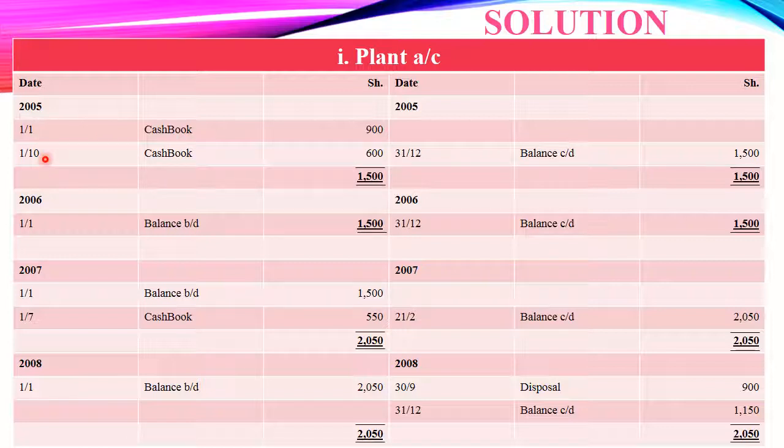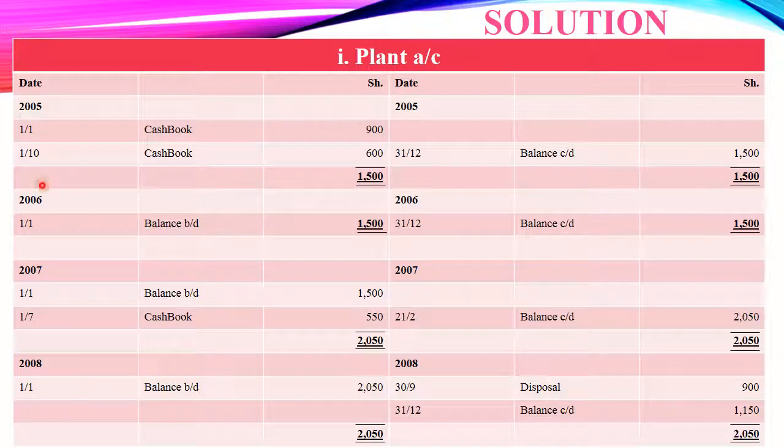Then on 1st of October there was another plant that was acquired at a sum of shillings 600, and that's where we have the cash book being affected. So in total, in 2005, we acquired assets worth 1,500. To balance off these, we are going to carry down as at the end of that year, which will be on 31st of December, the same amount of 1,500 as the balance carried down.